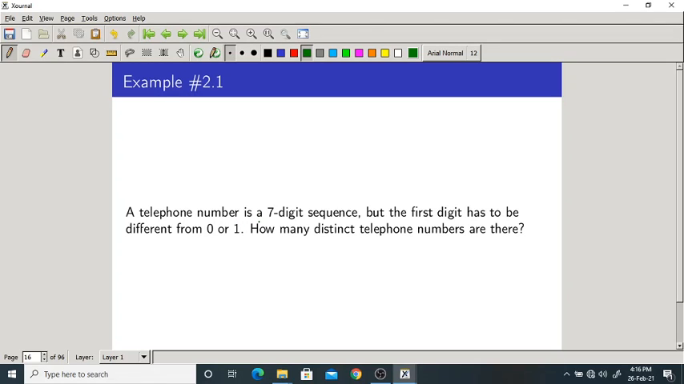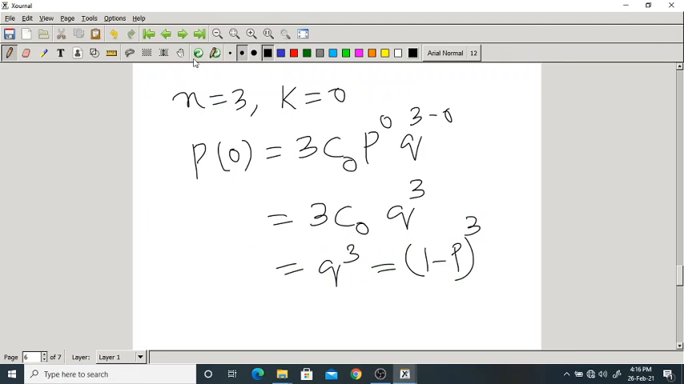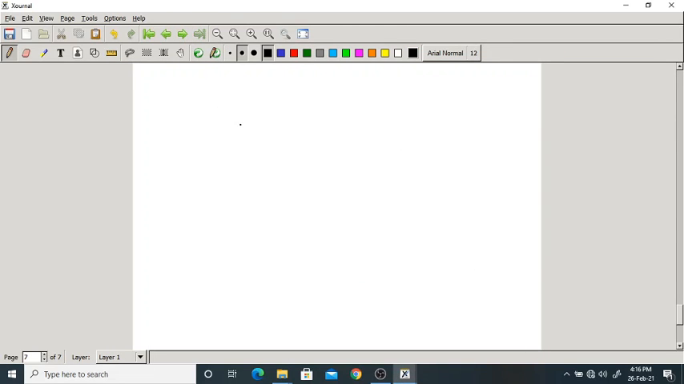A telephone number is a 7-digit sequence, but the first digit has to be different from 0 and 1. How many distinct telephone numbers are there? That's the question. Read the question properly. A telephone number is a 7-digit sequence, but the first digit has to be anything except 0 or 1. Okay, we proceed further. They are asking about the possible distinct telephone numbers.